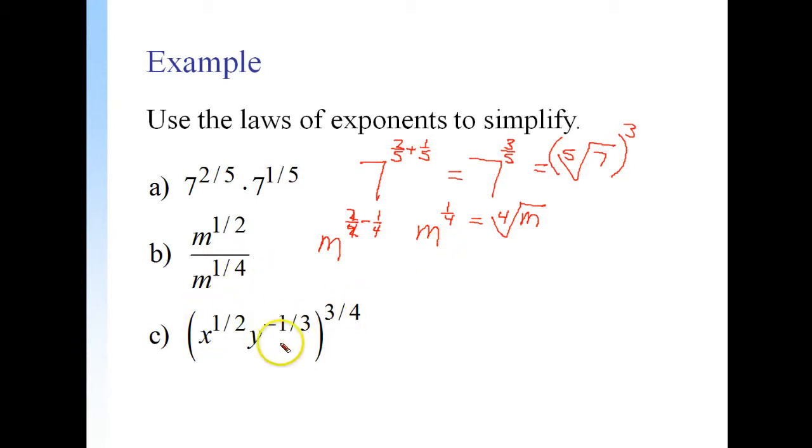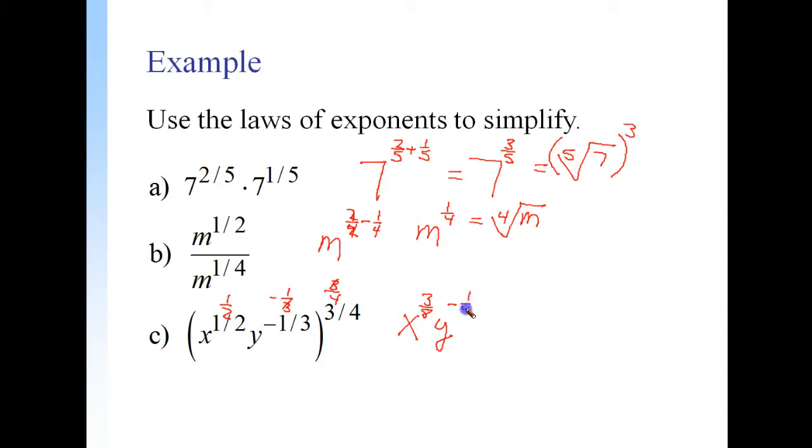Now here we need to multiply. So we're going to go x to the 1/2 times 3/4. So 1/2 times 3/4 is 3/8. And then this is going to be y to the negative 1/3 times 3/4 gives me a negative 3/12. Now, 3/12, and I could have done it here too. Can you see I could cancel that out? That's going to become 1/4 here. Otherwise, I think they would count it wrong.